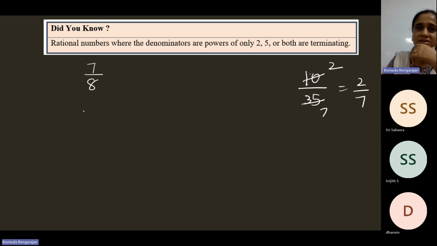What's the denominator? 8. Now can you write 8 as 2 to the power 3? Yeah. So what are the factors of 8? 8 is 2 into 2 into 2, which is 2 to the power 3.